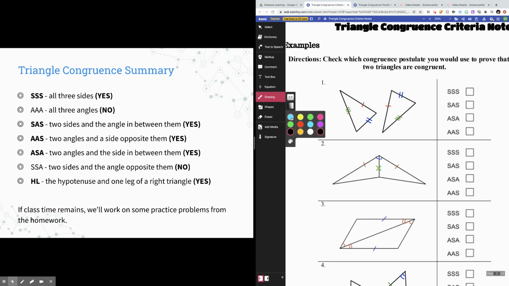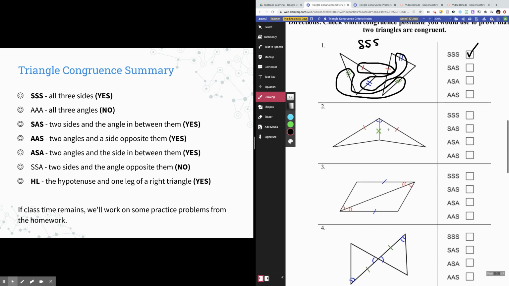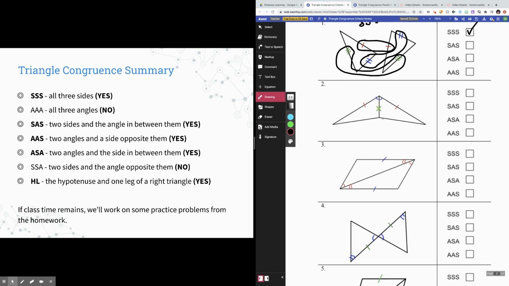So my first one, hopefully this is pretty simple and easy for us to pick out, but as you notice, I have 3 sets of corresponding sides: 1, 2, and 3. So this has got to be side, side, side. Okay. For number 2, another one that's a little easier to pick out, I have 2 sets of sides.